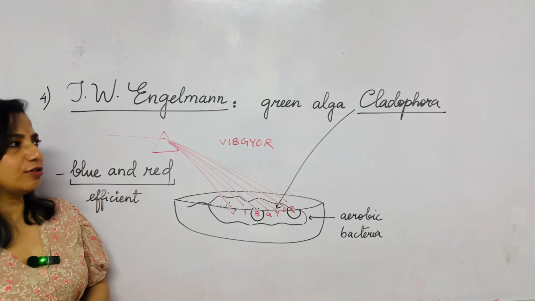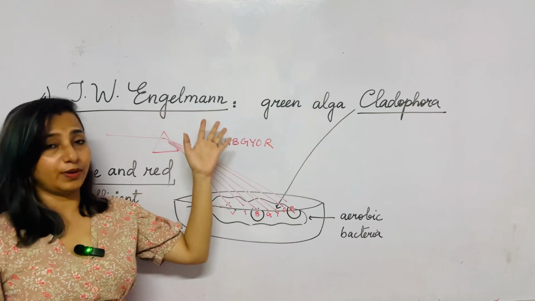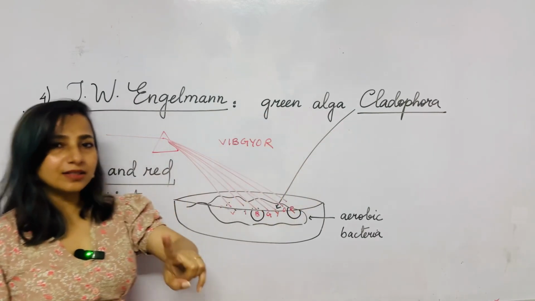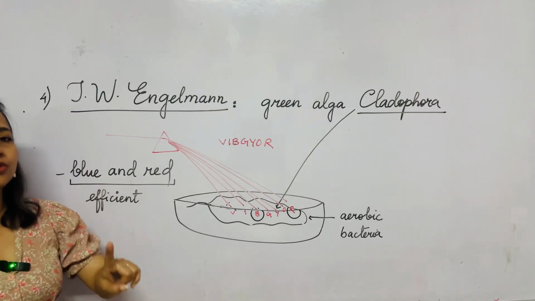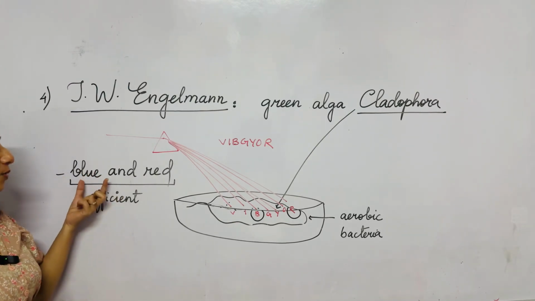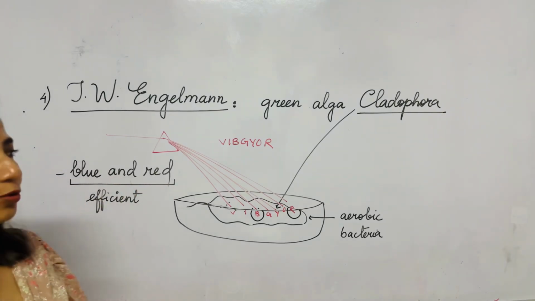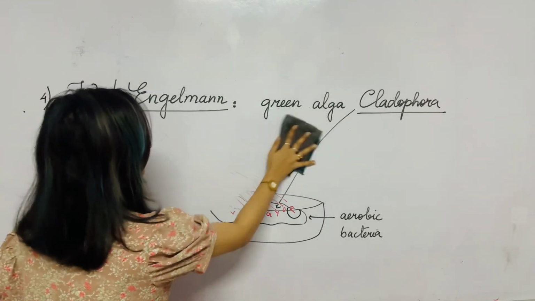So there might be questions on NEET regarding what kind of alga was used by T.W. Engelmann. Answer is Cladophora. What wavelength of light, or what are the colors of light which are most efficient for photosynthesis? Answer is blue and red. Clear?